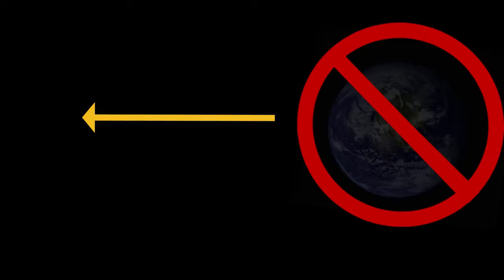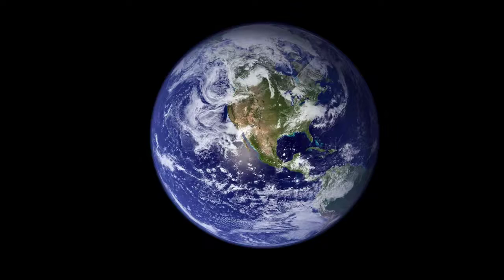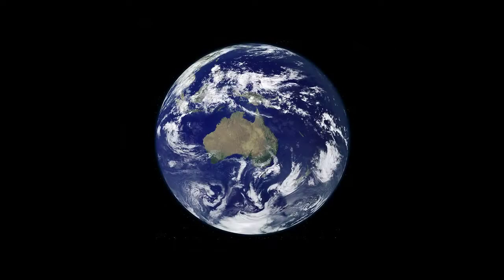But the light is never at all of the Earth at once. This is why in the US it can be day, while in Australia it could be night. Now we can get into time zones and stuff, but we'll save that for another video.